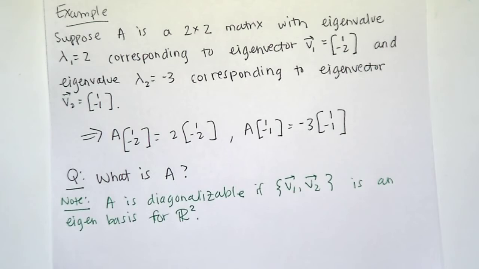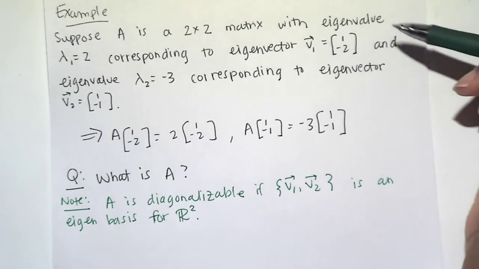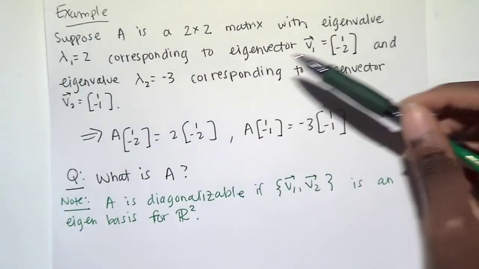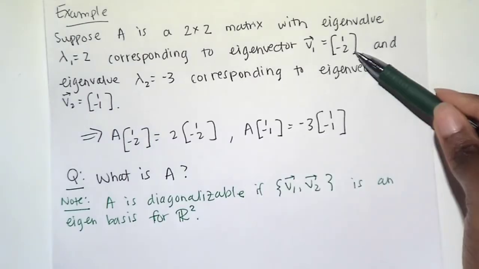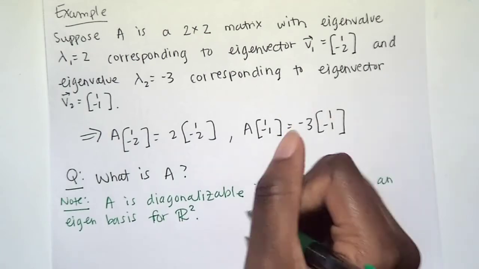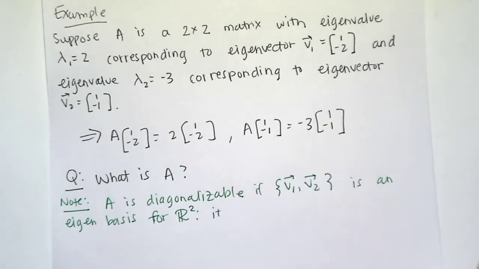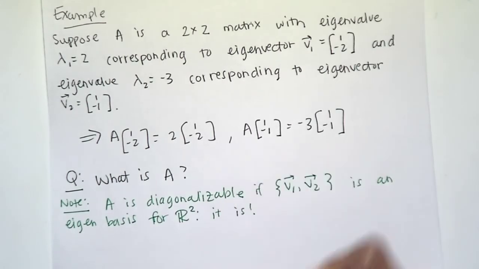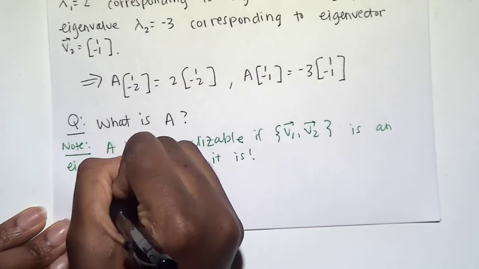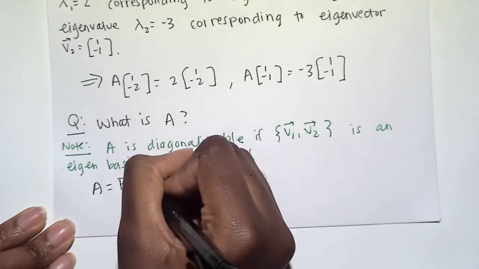Remember, to be an eigenbasis or to be a basis, they need to be linearly independent. So 1, negative 2 and 1, negative 1 are definitely linearly independent vectors. These two together will form a basis in R2 because there are 2 of them. So I will say it is, which is great for us because we can use the diagonalization theorem. In order to figure out A, we can just use the fact that A is diagonalizable.